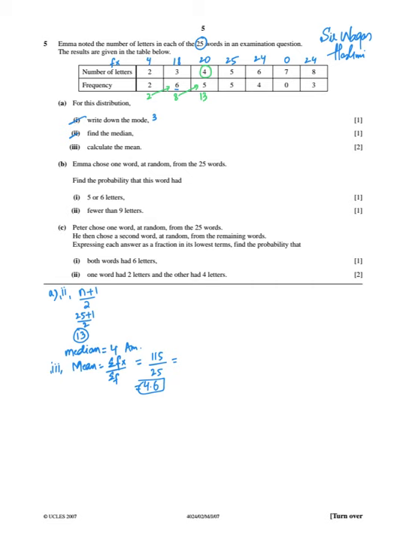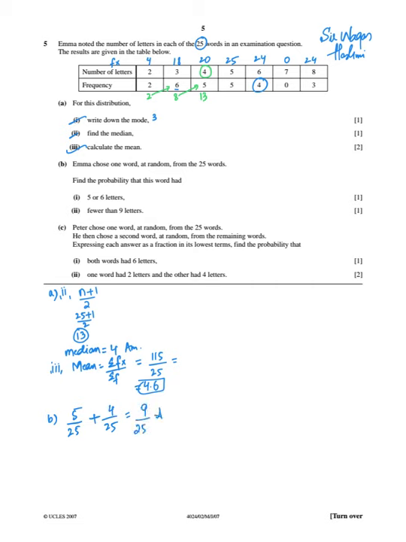Alright, after part 3, in part B, it says Emma chooses one word at random from the 25 words. Find the probability that this word had 5 or 6 letters. So the number of letters is either 5, this one, or 6, this one, right? If she picks a 5 letter word, the probability is 5 divided by 25. Or if it's a 6 letter word, the frequency is 4, so it's 4 divided by 25, and 5 plus 4 leads to 9 divided by 25.